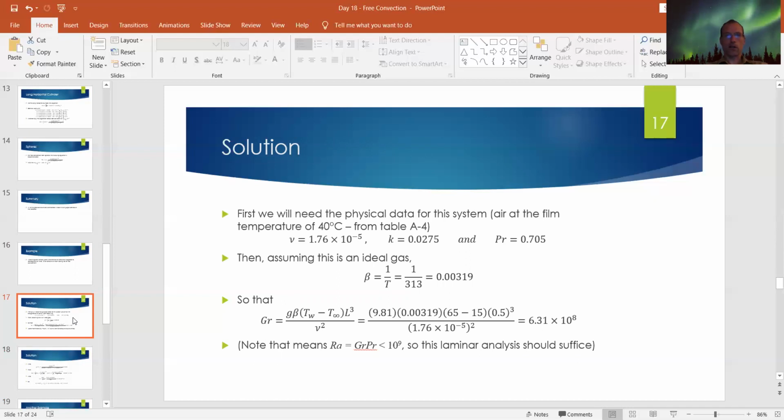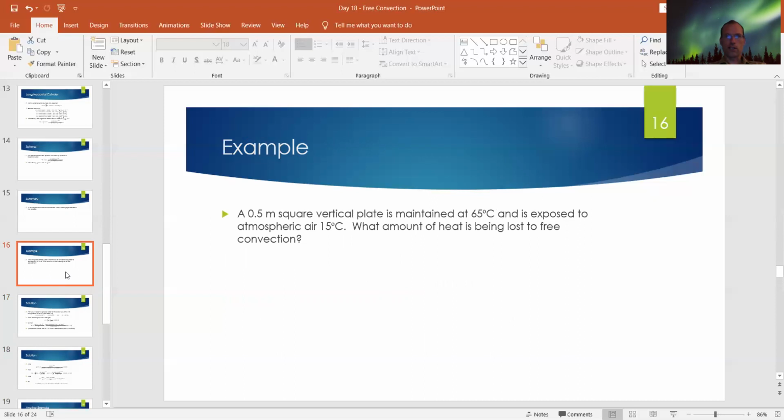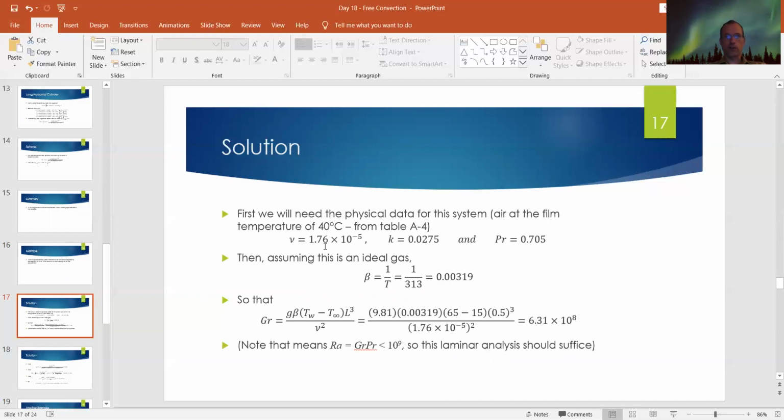So first thing, the film temperature. Temperatures in this case, I already forgot, they were 65 degrees and 15 degrees. So the average of those is 40 degrees. So air at 40 degrees from Table A.4 has a kinematic viscosity of 1.76 times 10 to the negative 5, that's in meters squared per second. k value 0.0275, that's watts per meter degree Celsius. And Prandtl number, dimensionless, is 0.705.